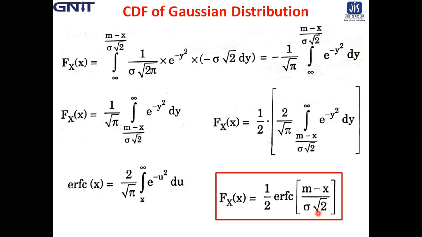The complementary error function is a monotonically decreasing function. Hence, with the increase in the value of the argument, that is (m minus x) by sigma into square root 2, the value of the complementary error function goes on decreasing.